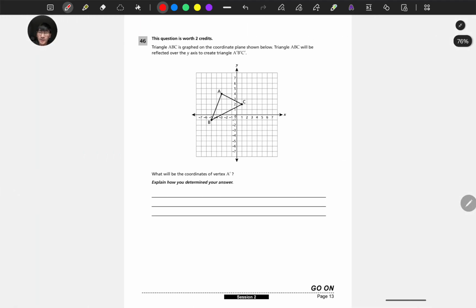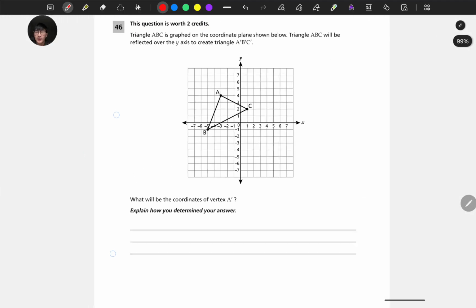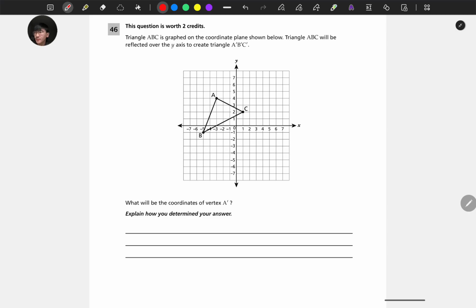Great. Next, 46, geometry. So from this state test alone, it seems that there's a huge emphasis on geometry questions, okay? I'm not sure if that was the case before, I don't remember, but that's pretty good because in high school after algebra, you take geometry anyway. All right. So here, they give you a triangle ABC, graphed on the coordinate plane shown below, and then they do a reflection over the y-axis to create a new triangle, A prime, B prime, C prime.